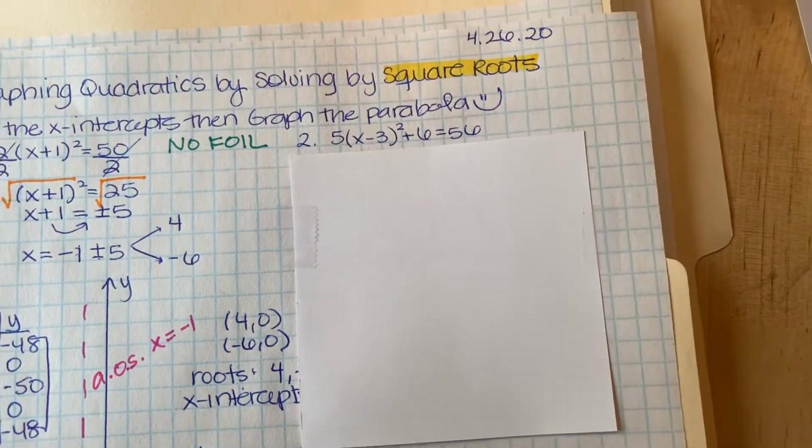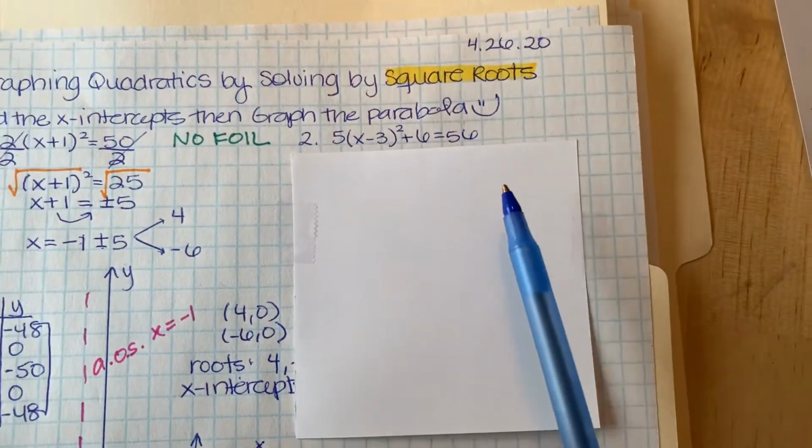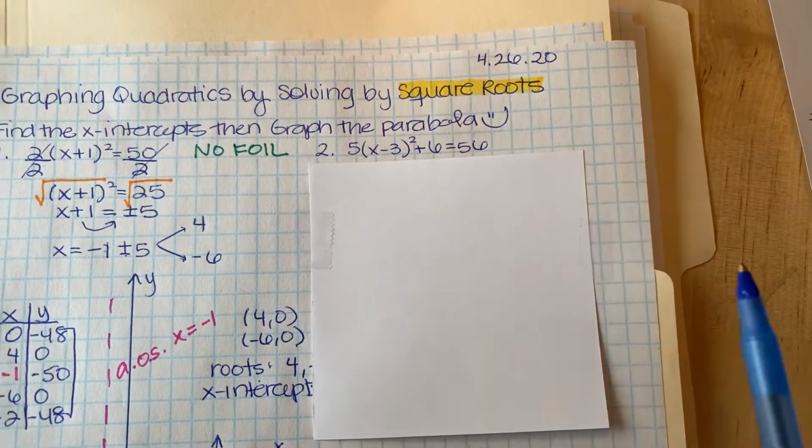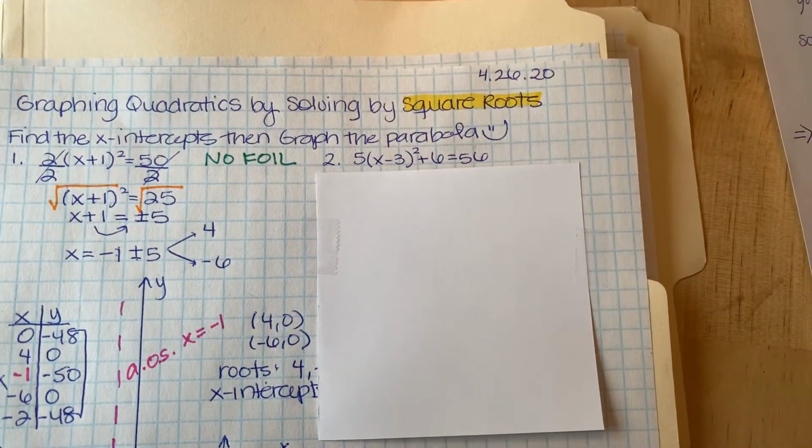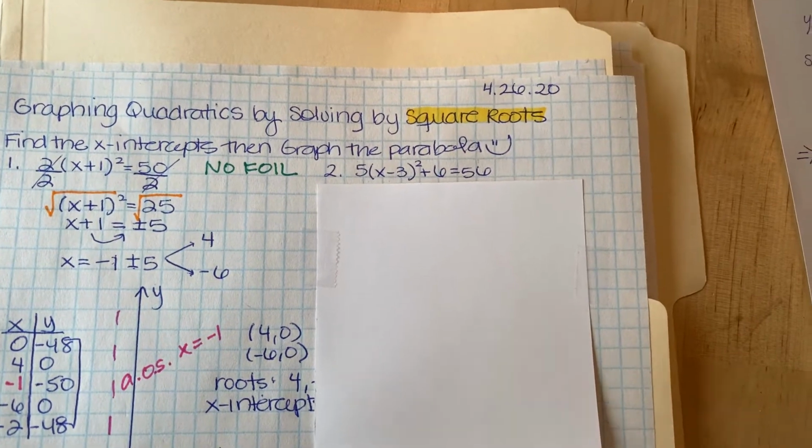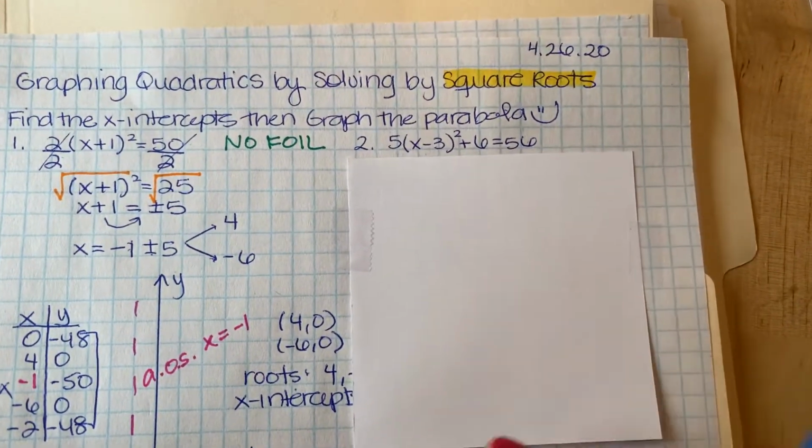All right, why do I have it on white paper? I actually shot this video first, and then I went, 50 divided by 5 is 25. Like, not 10, 25. So let's just cover up that boo-boo. All right, here we go.